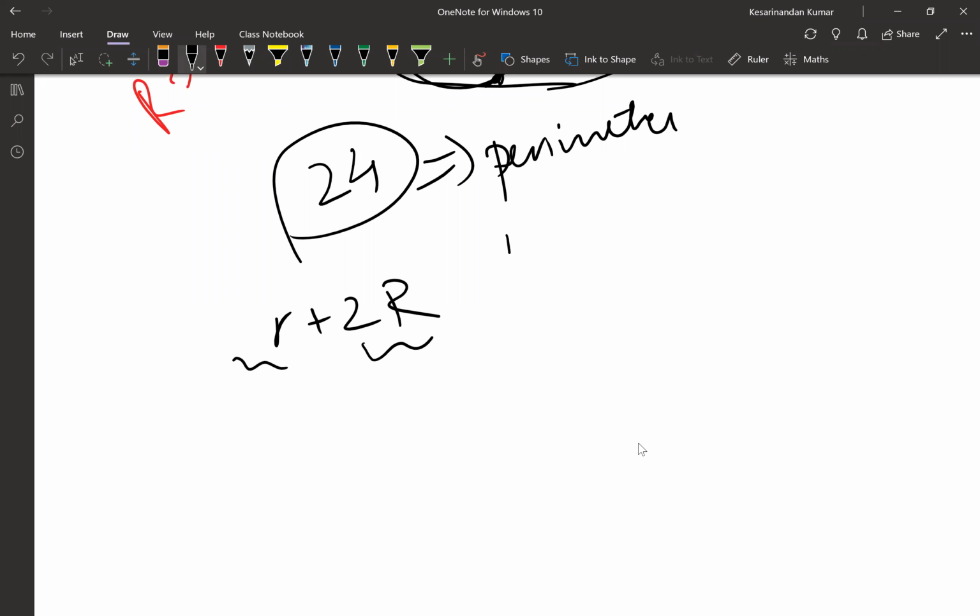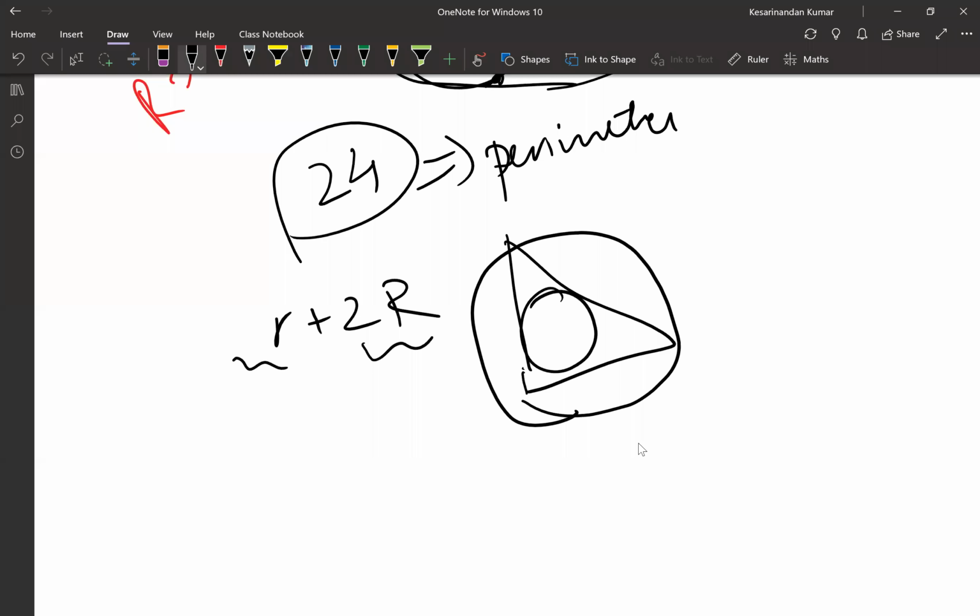What is inradius and circumradius? This is the inradius and this is the circumradius. This is the center for the circumradius. So I'll give you a hint. Circumradius of any right angle triangle is always half of the hypotenuse. If the hypotenuse is C, R is always equal to C by 2. Always. This is the hint.